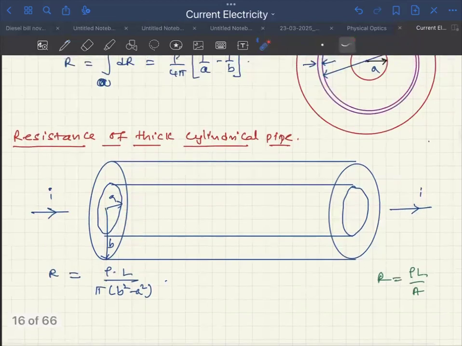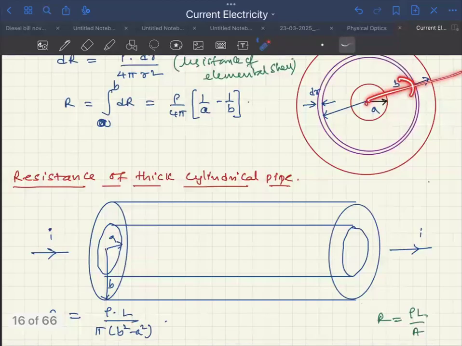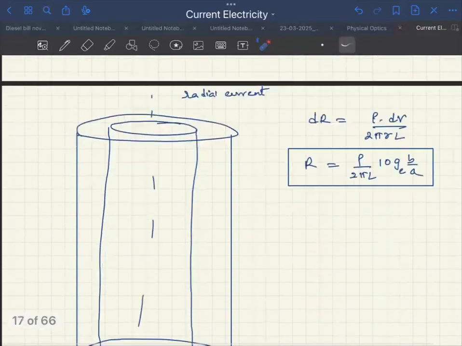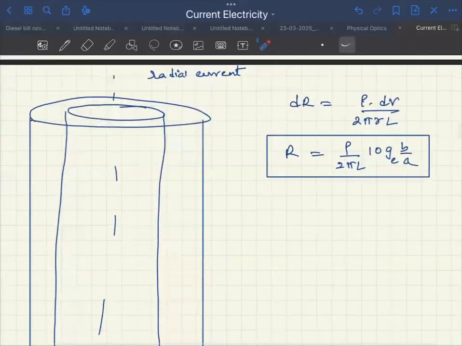Now here, how is the current flowing? Radially outward, in spherical symmetry. Now in cylindrical symmetry, what if the current flows radially outwards?